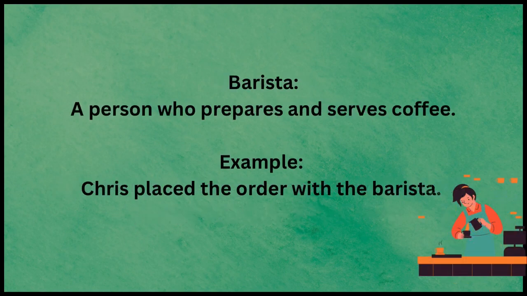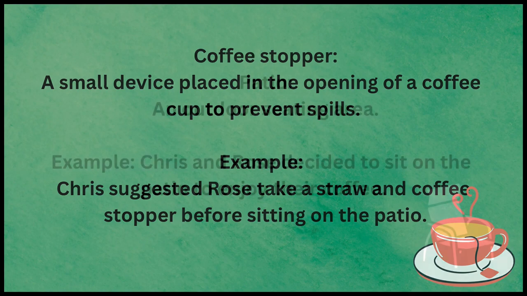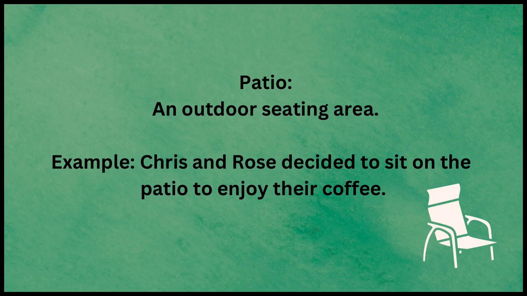Barista means a person who prepares and serves coffee. Example: Chris placed the order with the barista. Coffee stopper means a small device placed in the opening of a coffee cup to prevent spills. Example: Chris suggested Rose take a straw and coffee stopper before sitting on the patio. Patio means an outdoor seating area. Example: Chris and Rose decided to sit on the patio to enjoy their coffee.